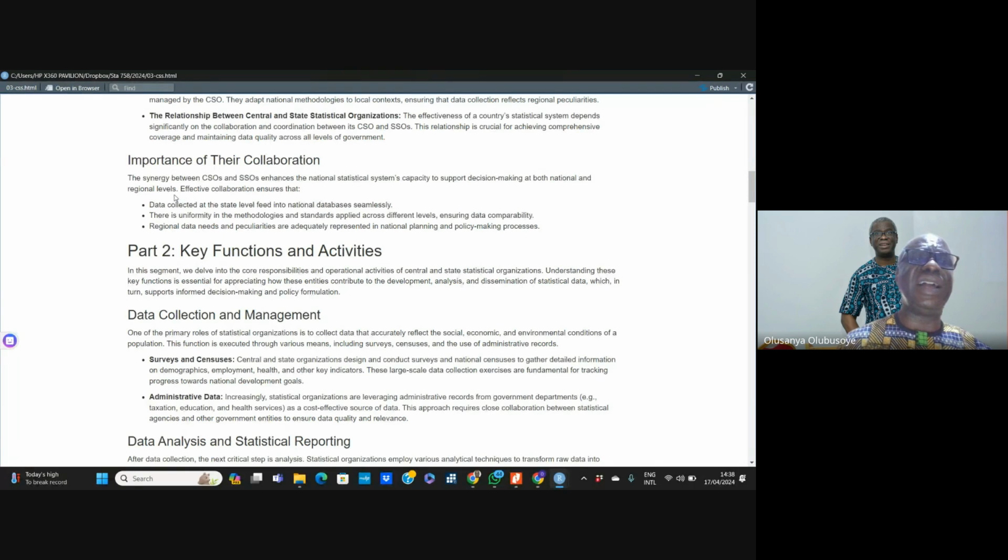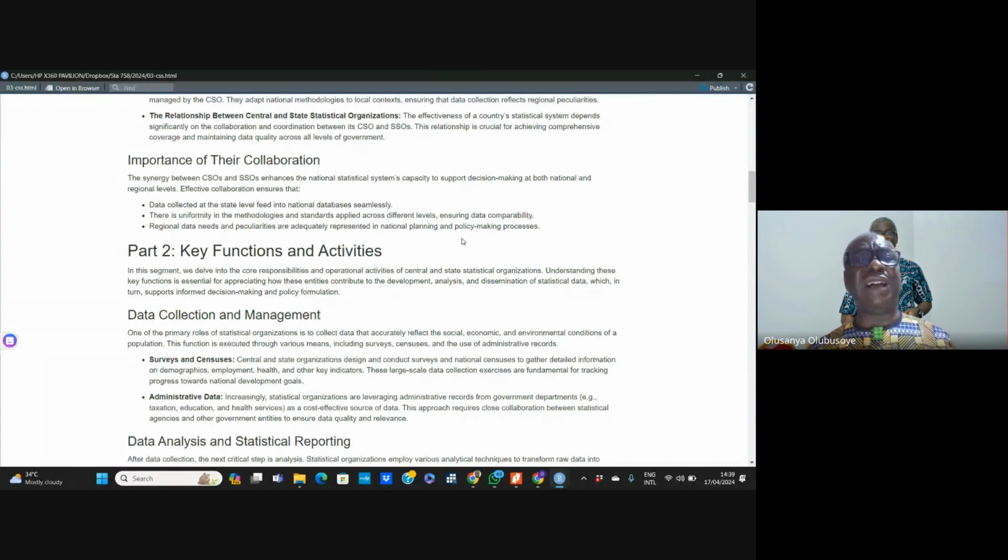Another reason why there should be collaboration is that there should be uniformity and standards across different levels. When we say poverty measurement, the way poverty is measured in Oyo should be the way poverty is measured in Ekiti, and in Sokoto, so that the results can be comparable.